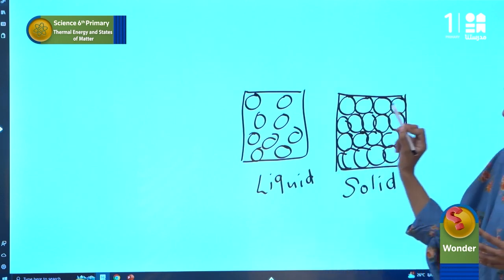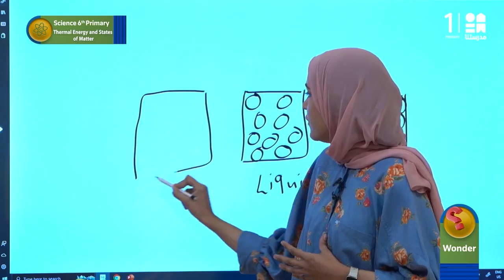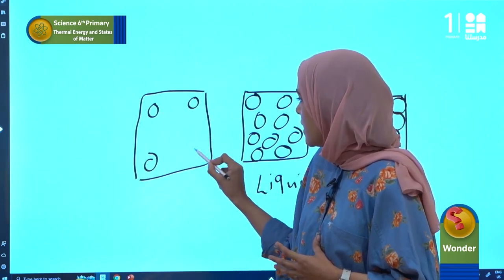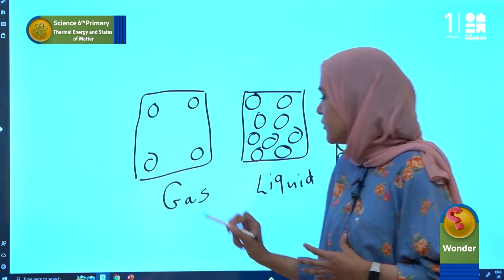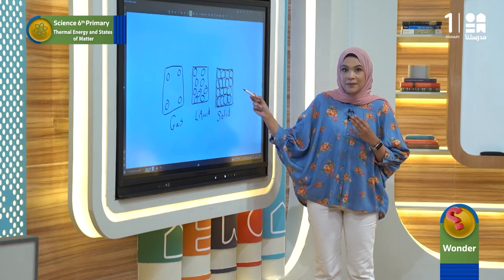And what about gas state? Gas particles are very free. They have very large space between them, so they move freely. So this is the gas matter.